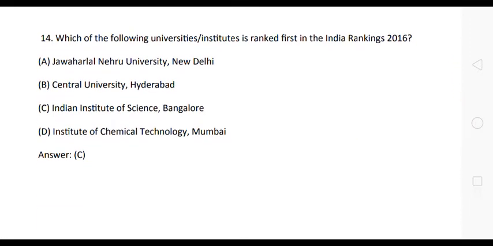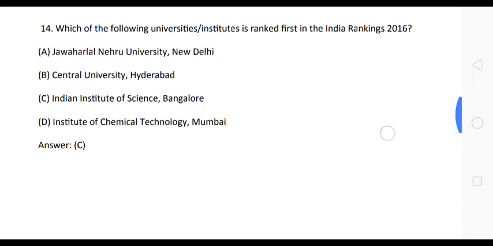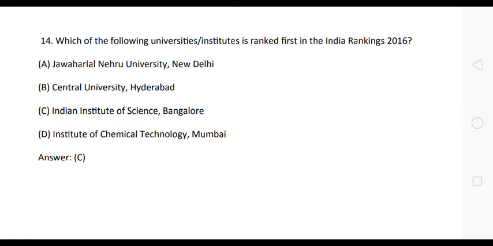The next question is: which of the following universities or institutes is ranked first in the India Rankings 2016? The options are A, Jawaharlal Nehru University, New Delhi; B, Central University, Hyderabad; C, Indian Institute of Science, Bangalore; D, Institute of Chemical Technology, Mumbai. Here the correct answer is option C, Indian Institute of Science, Bangalore is ranked first in the India Rankings 2016. Okay friends, option C is correct answer. Now let us see the next question.